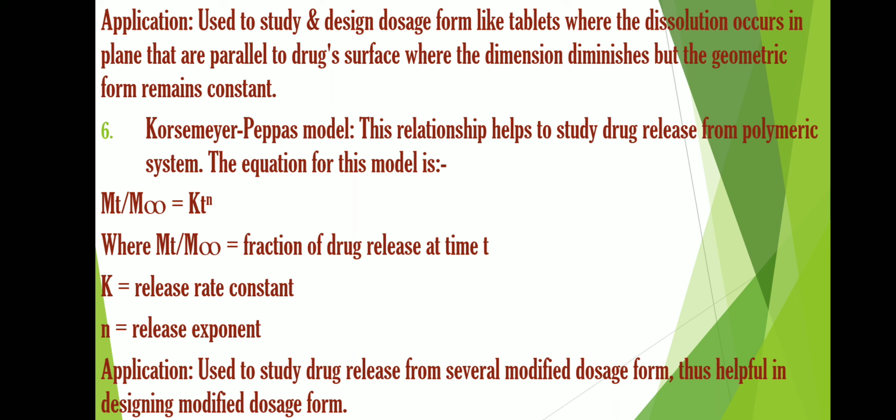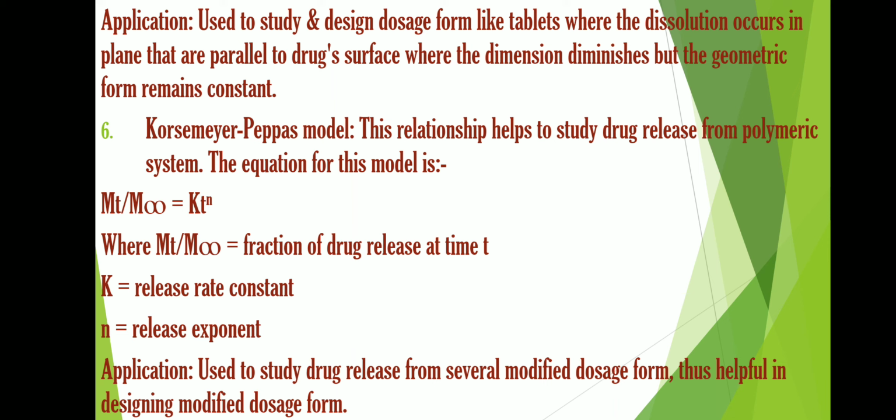Then the last is the Korsmeyer-Peppas model. This relationship helps to study the drug release from the polymeric system. So it is also for polymers. There are three models for polymer matrix: first of all, Hixson-Crowell, then the Weibull model, and then the third is this Korsmeyer-Peppas model.